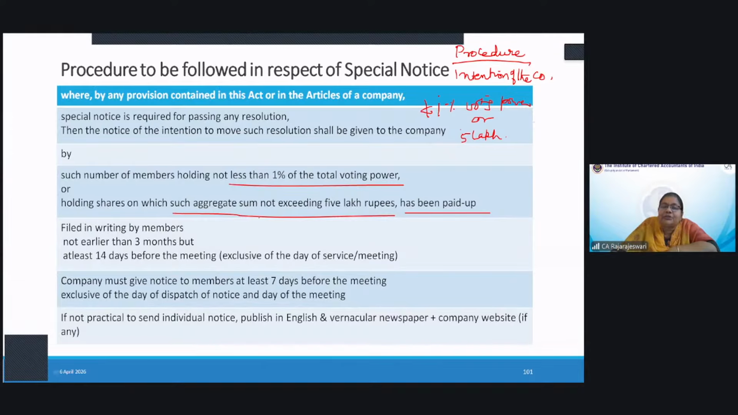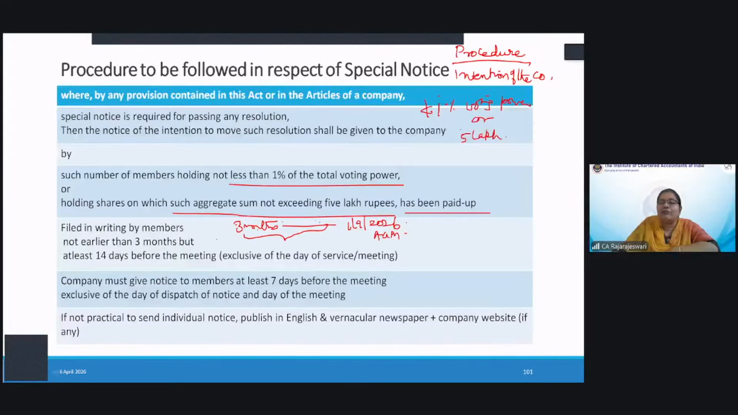They should not give it earlier than 3 months. If I put 19 as my AGM, then they have to give within 3 months. Not earlier than 3 months. If they give it 4 months before the date of the AGM, that is not valid. Within 3 months before, they have to give. 1 month before, valid. 2 months before, valid.